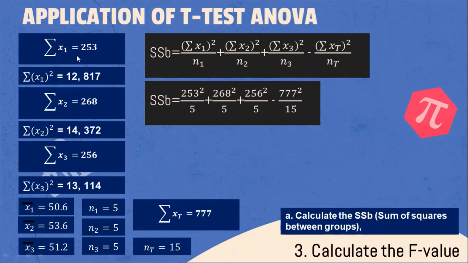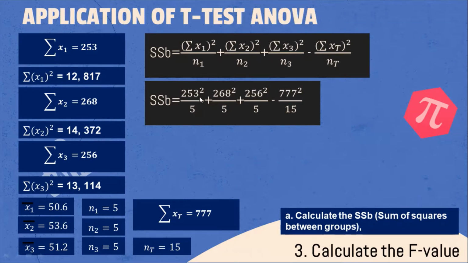The summation of x sub 1 is 253 squared over 5. We have the total number of frequency, which is 5. The summation of x sub 2 is 268, the square of it over 5, plus the summation of x sub 3, 256 squared over 5, minus the summation of x sub t, 777 squared over 15. What are we going to do? We will be finding the square of 253, the square of 268, the square of 256, and the square of 777, by multiplying these numbers by themselves.